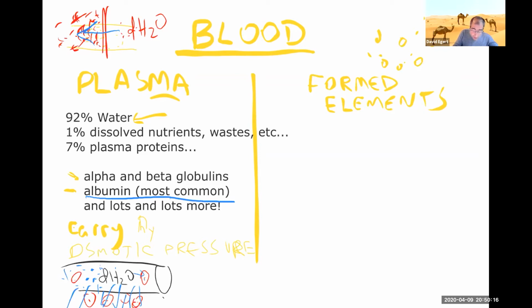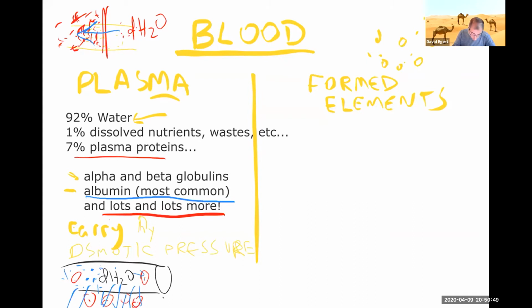A lot of the other proteins, we're going to see some in a little bit, help with blood clotting. Other ones are important for body defenses. Other ones are going to be important for controlling blood pressure. There's all sorts of blood plasma proteins doing all sorts of different jobs in your body, and we don't have time in this class to talk about them all. I'll leave it there. Lots more doing lots of important jobs.